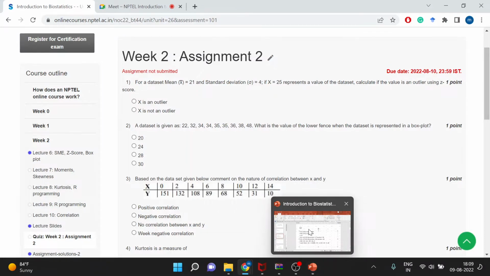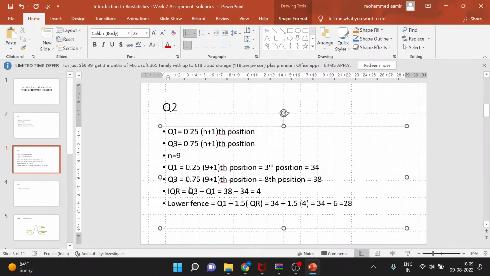And then you need to calculate something known as the interquartile range, which is basically where your 50% middle data points from Q1 to Q3 lie. That is Q3 minus Q1, 38 minus 34 equals 4. So this is the range where the 25% to 75% of your data points lie. The lower fence is Q1 minus 1.5 into IQR, that is 34 minus 1.5 into 4, which is 34 minus 6 equals 28. So this is your lower fence.